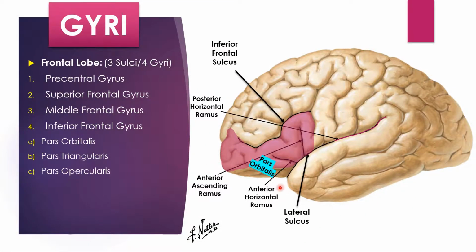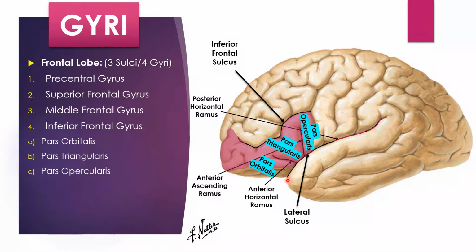This will be the pars orbitalis, anterior to the anterior ascending ramus and anterior horizontal ramus. There will be the pars triangularis between the anterior horizontal and anterior ascending ramus, and posterior to the anterior ascending ramus, or between the posterior horizontal ramus and the anterior ascending ramus, there will be the pars opercularis.